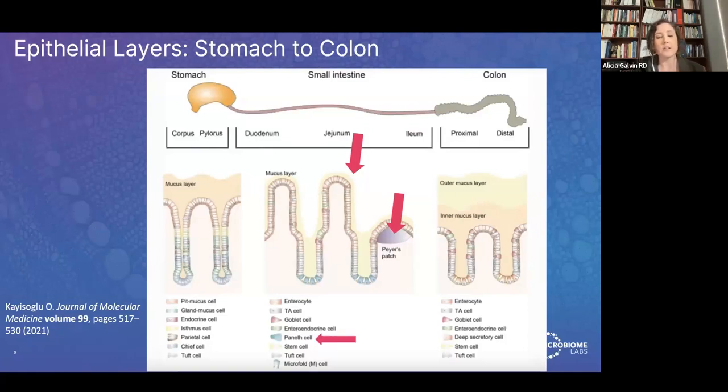There's also the Paneth cells. So remember, those are the cells that create those antimicrobial peptides. Those are unique to the small intestine. And then these M cells, which play a role with the Peyer's patches. They play a role with antigen detection and with pathogen detection. And those are also in the small intestine.